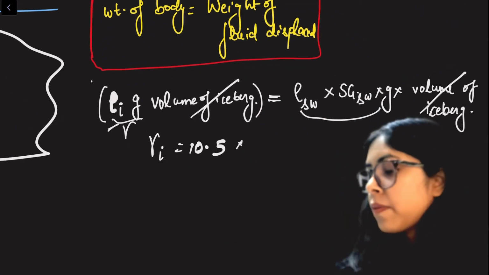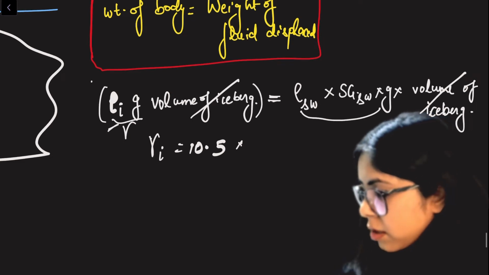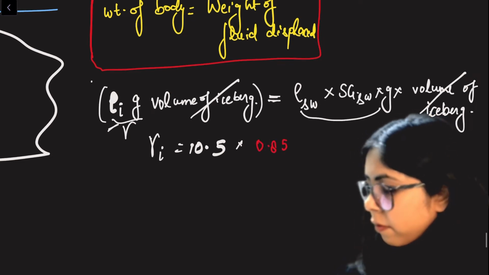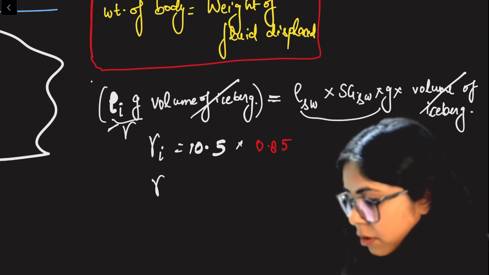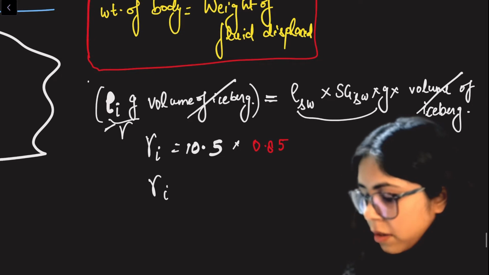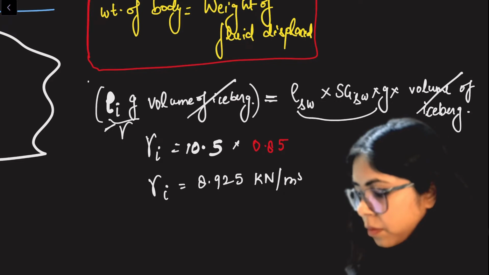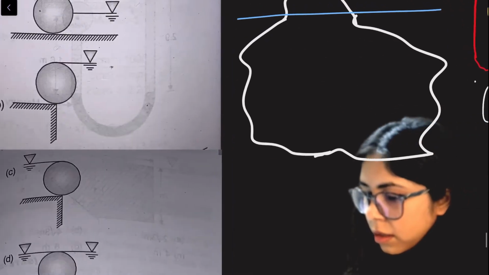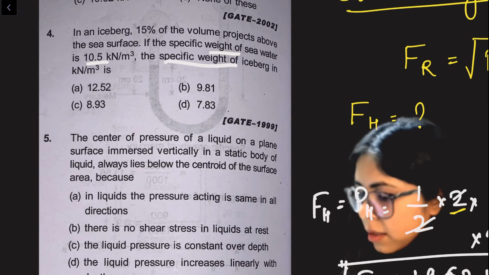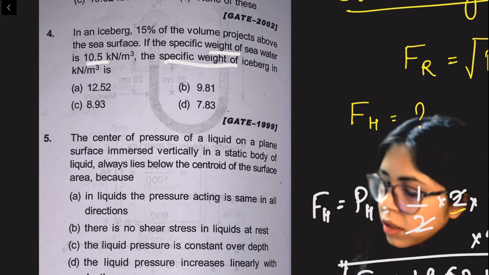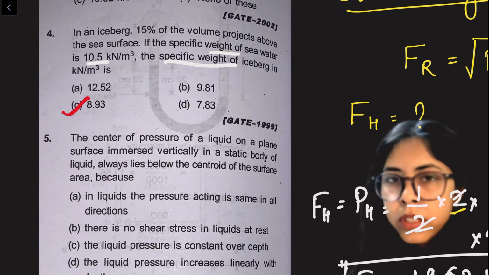If it is not given, we should remember the specific gravity of seawater is nothing but 0.85. So I will put 0.85. So it comes as: specific weight of iceberg is nothing but 8.925 kilonewton per meter cube. This is the particular answer, and they have asked the specific weight of iceberg, that is nothing but 8.92. So closest answer is 8.93. Fourth question is also done.